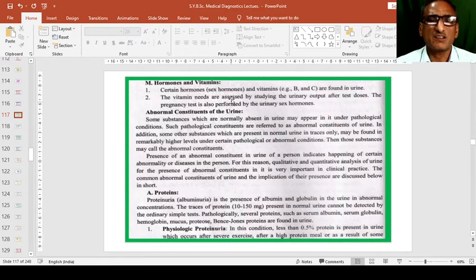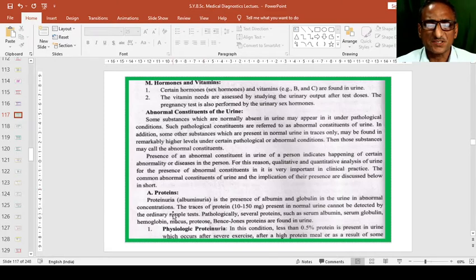Now, abnormal constituents of urine. These, all that we have studied, are the normal constituents. Now what are the abnormal constituents which should not appear in the urine, and if they appear in urine, the person is definitely a patient or abnormal person. So the presence of abnormal constituents of urine indicates the happening of a certain abnormality or disease, and that something is not proper in the body. In short, we can say.